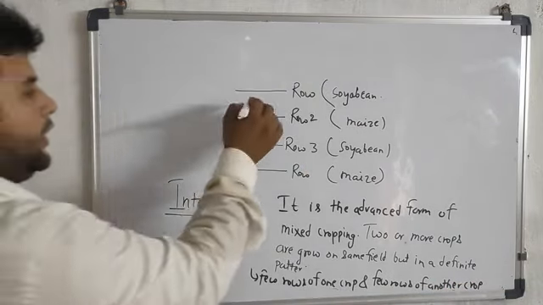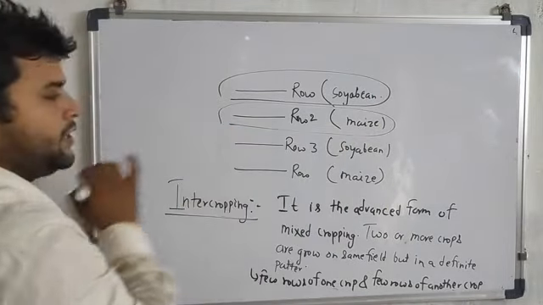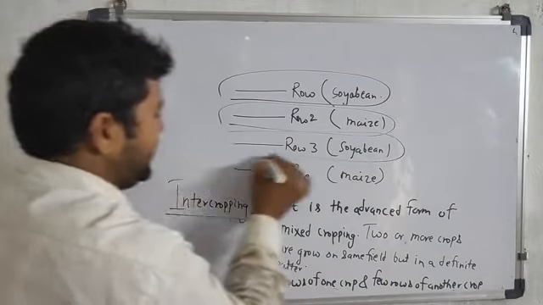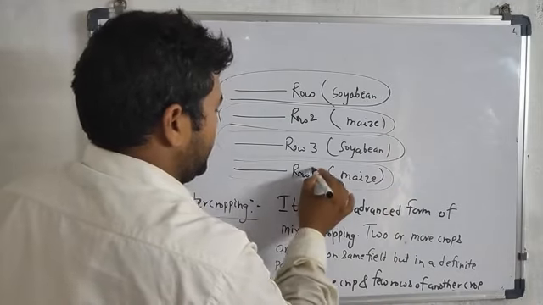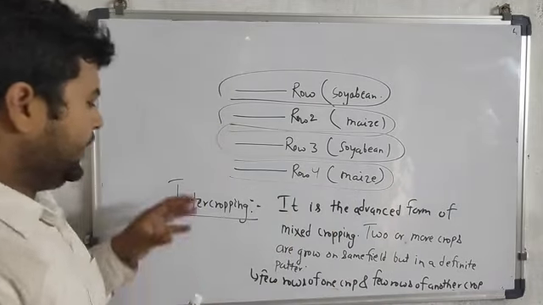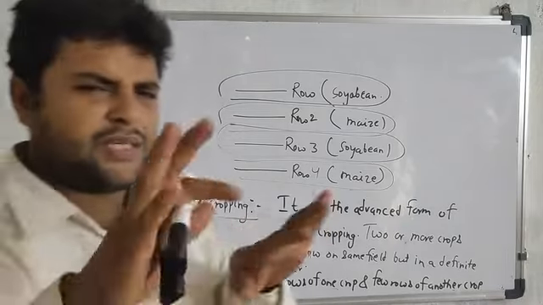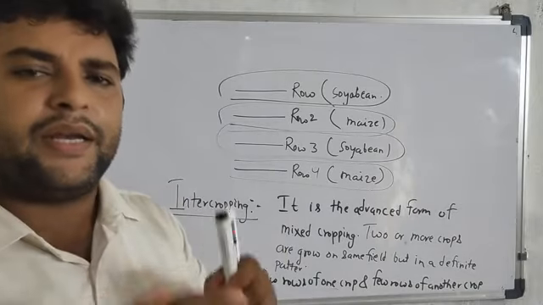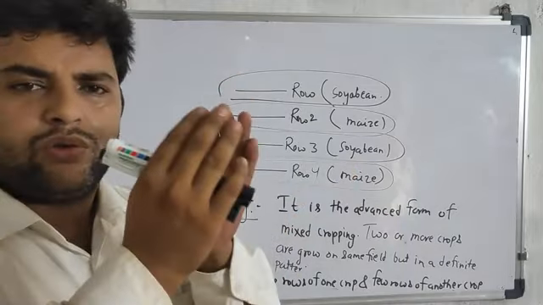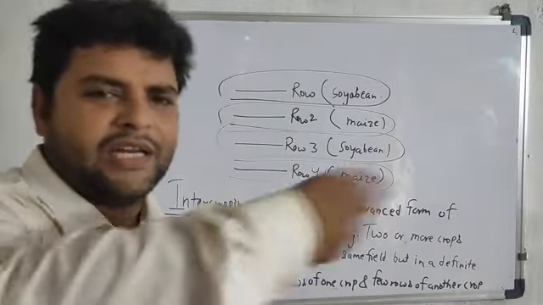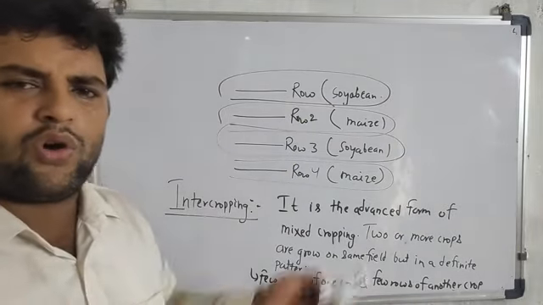As I have discussed, in the first row there will be soybean, in the second row there will be maize, in the third row there is another soybean, and in the fourth row, once again maize. So intercropping is basically an advanced form of mixed cropping. The basic difference between mixed cropping and intercropping is that there will be no definite proportion. The two or more crops are mixed and we spread the seeds all over the land. There is no cropping pattern.